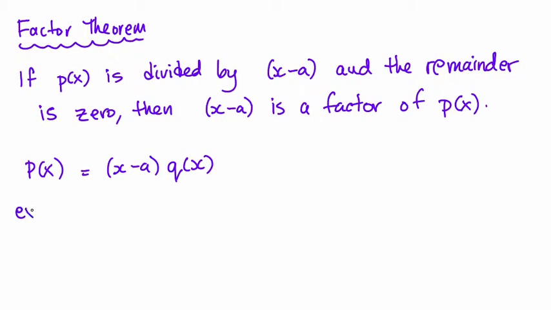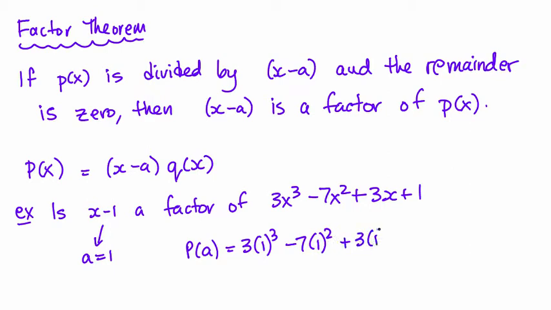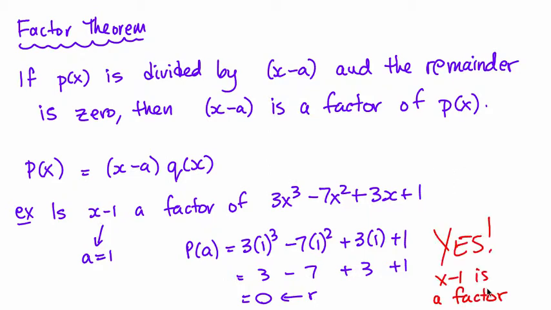So with that, we should be able to do a question like this. Is x minus 1 a factor of this polynomial function? Simply by saying, okay, well, our a value is 1. What's the polynomial function evaluated when a is 1? Well, it's 3 times 1 cubed minus 7 times 1 squared plus 3 times 1 plus 1. So that's 3 take away 7 plus 3 plus 1, which is 0. And that's the remainder by the remainder theorem. And by the factor theorem, since the remainder is 0, then yes, x minus 1 is a factor.